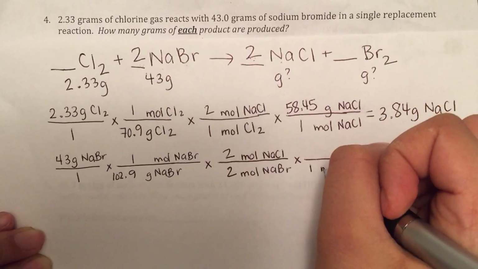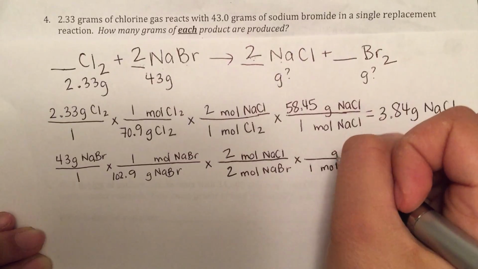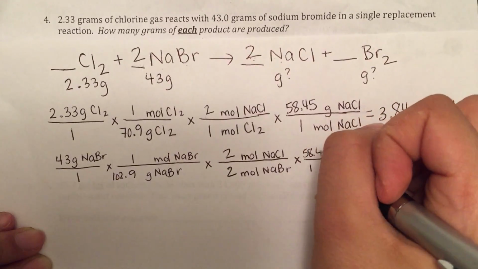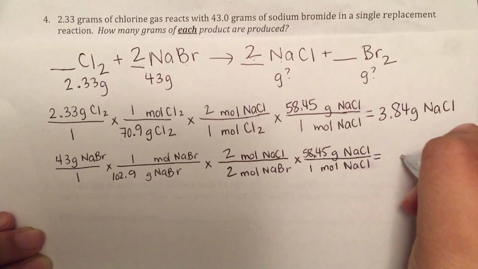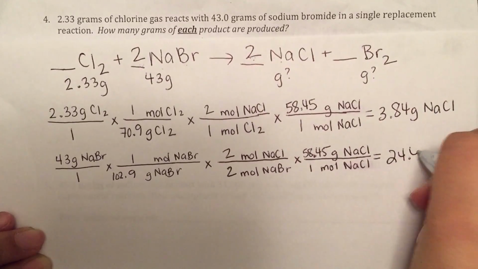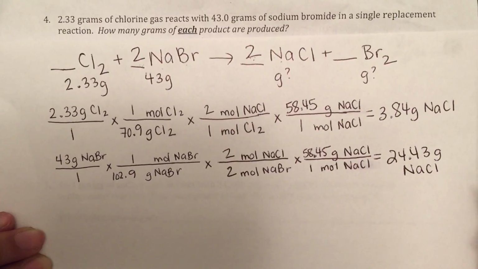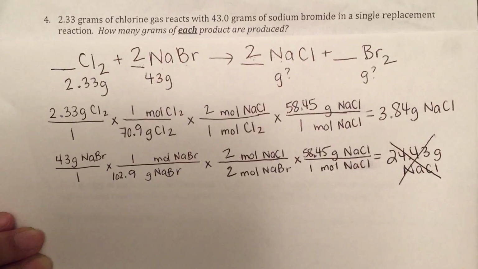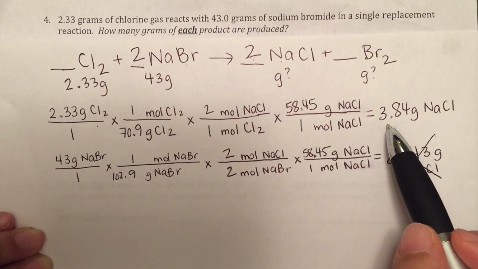Then I can go from moles of sodium chloride to grams of sodium chloride. It's 58.45. If I do that math, I get 24.43 grams of NaCl. This tells me that my limiting reactant is chlorine gas because it produced less.